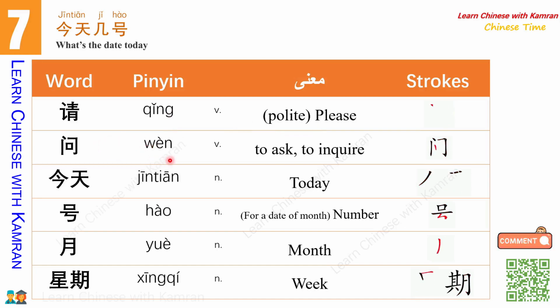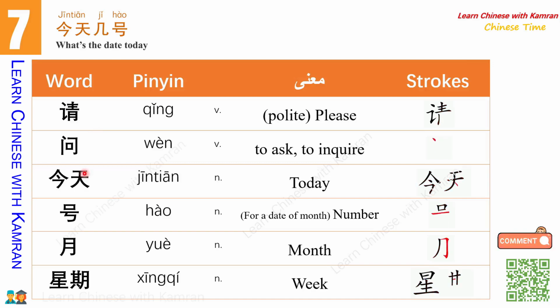So one is to ask, to inquire something. If you add these two, 请问, that means to ask something very politely. Like in English we can say excuse me. So this is nearly the same, 请问. It is nearly the same. So 请问 is to ask something.